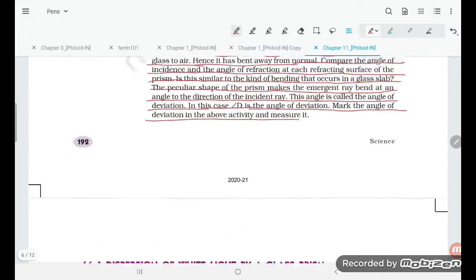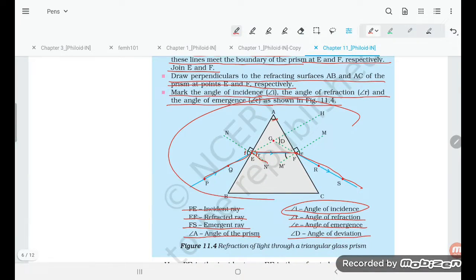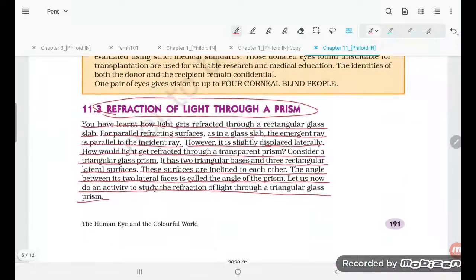So this is what, students, the refraction of light through the glass prism.